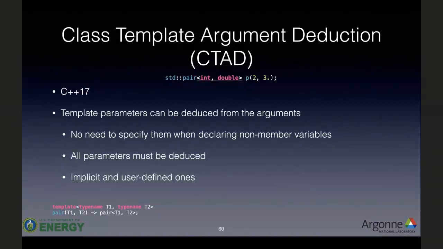You have no need to specify them when declaring non-member variables, right? You can just say std::pair p(2, 3). Now, one rule is all parameters must be deduced. You can't do partial templates.